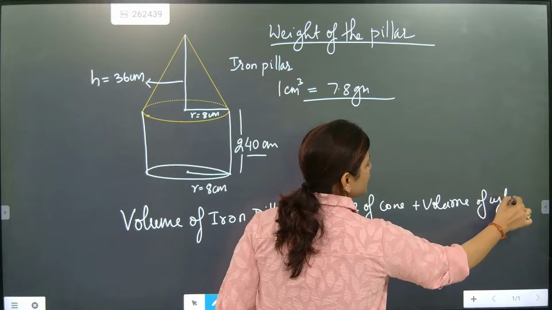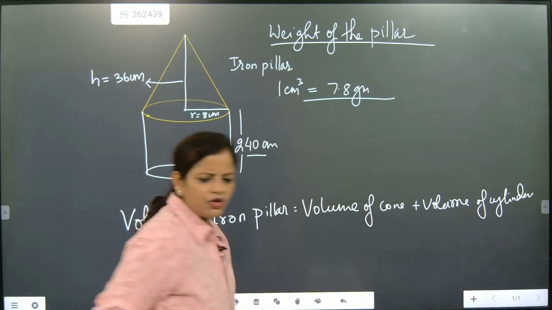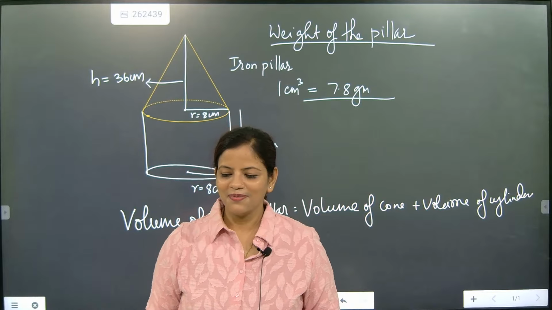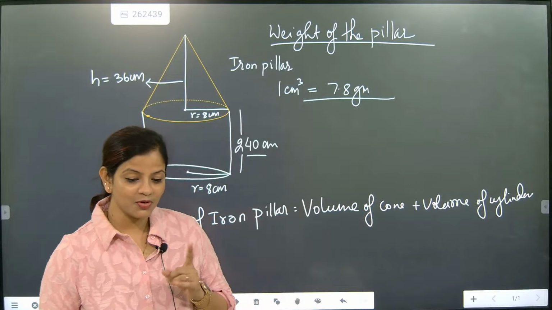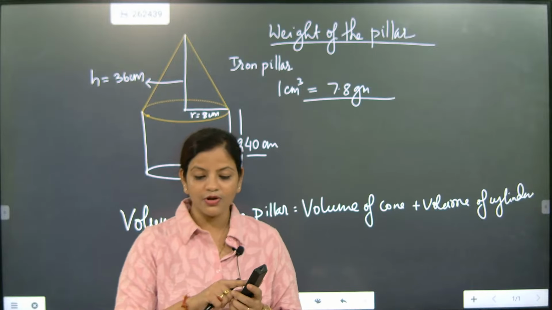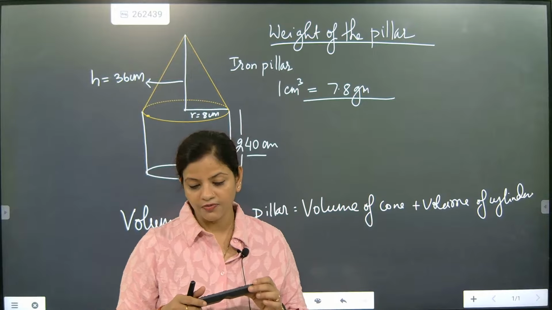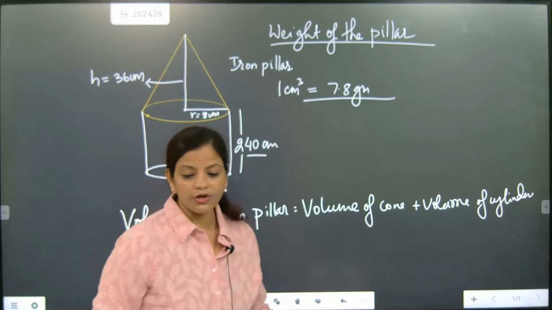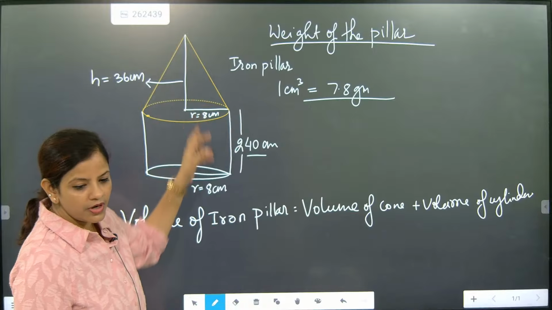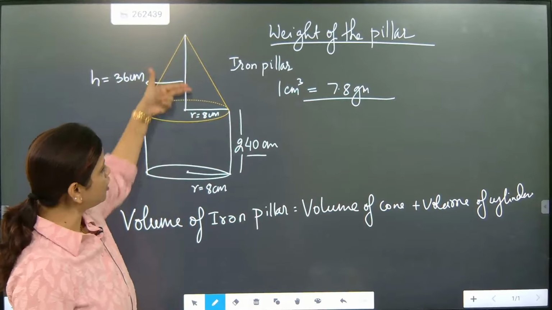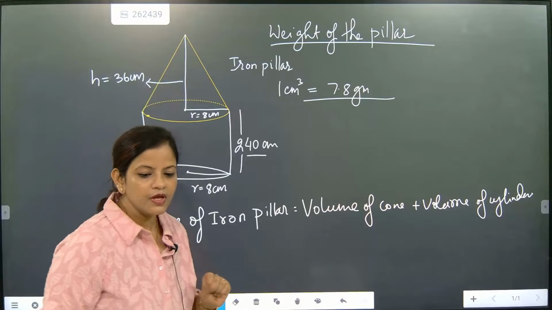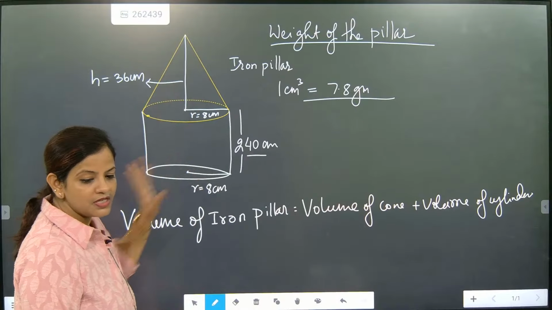If somebody asks you what is the volume of a container, how are you going to find it? Again you came. This time I'm going to block you. Listen. If somebody asks you volume, volume means the total content you have to find out. So when finding the volume, you have to find the volume of the cone and the volume of the cylinder. These two volumes you add together, and it becomes the volume of the iron pillar. So volume of the iron pillar is volume of cone plus volume of cylinder.